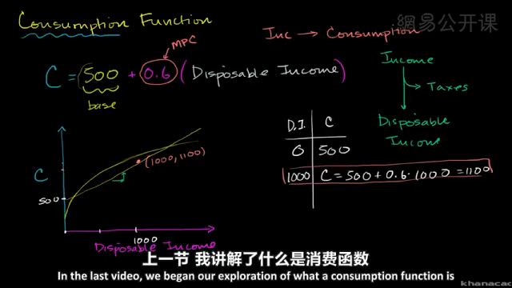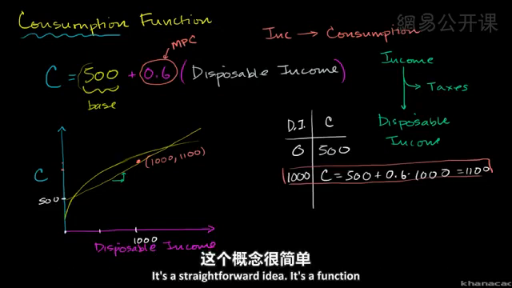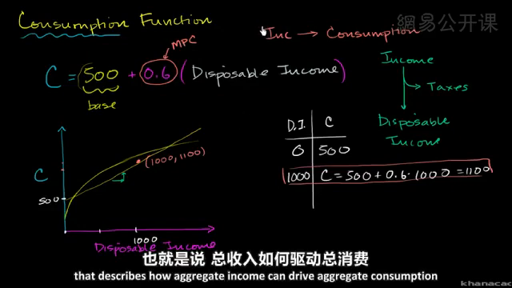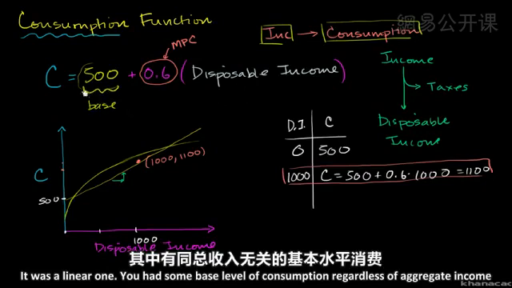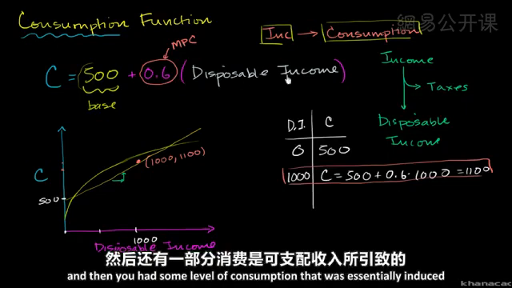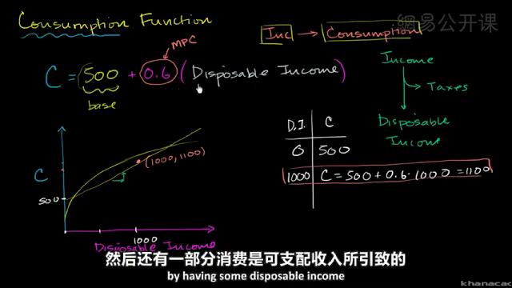In the last video, we began our exploration of what a consumption function is. And we saw it's a fairly straightforward idea. It's a function that describes how aggregate income can drive aggregate consumption. And we started with a fairly simple model of this, a linear one. You had some base level of consumption regardless of aggregate income. And then you had some level of consumption that was essentially induced by having some disposable income.